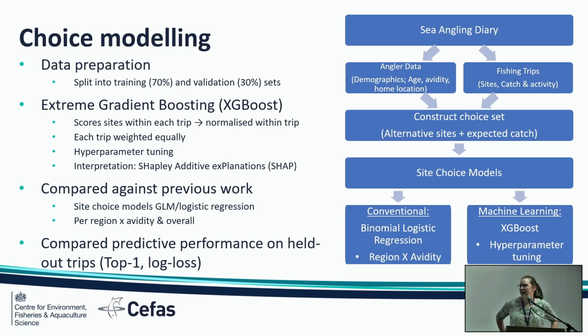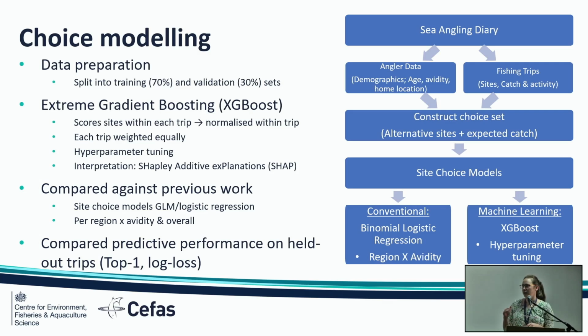Once we had the data sorted, we split it into a training and validation set. And then we used two types of models. We used extreme gradient boosting, XGBoost, which is a decision tree based model. It runs decision trees sequentially and can learn from previous errors. We trained that as a logistic classifier, so you get a score for each site within a choice, and then we applied a softmax normalization to get a choice set probability.